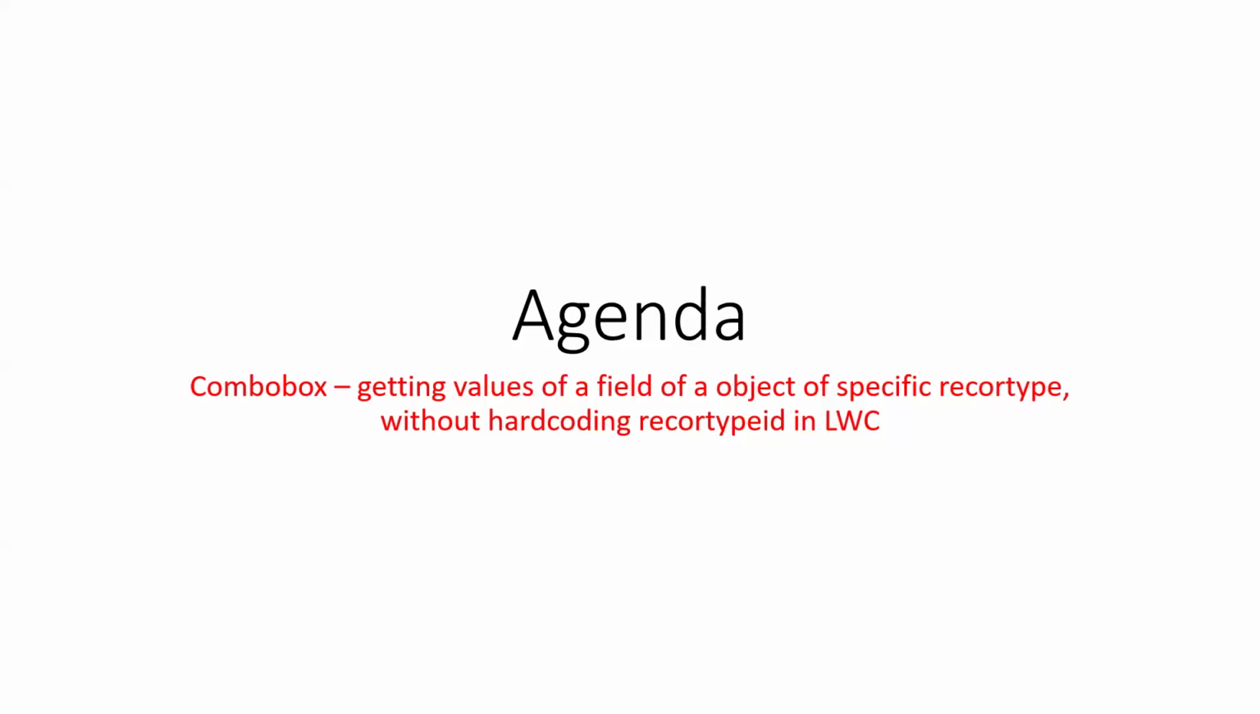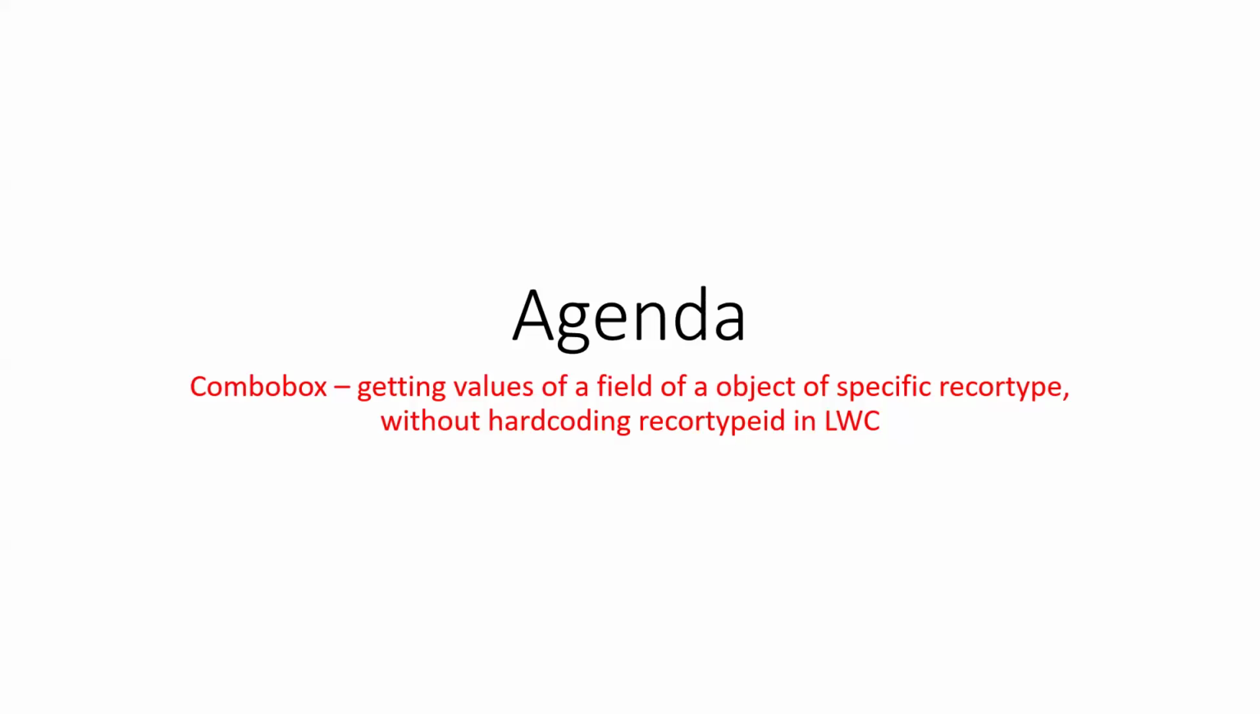Hi everyone. Today's agenda is learning about combo box in LWC, and what we are exactly going to do is, in this combo box, I'm going to get the values of a specific field of an object. For example, we will get the values of the industry field of account, all the values that are there in the pick list in this combo box.